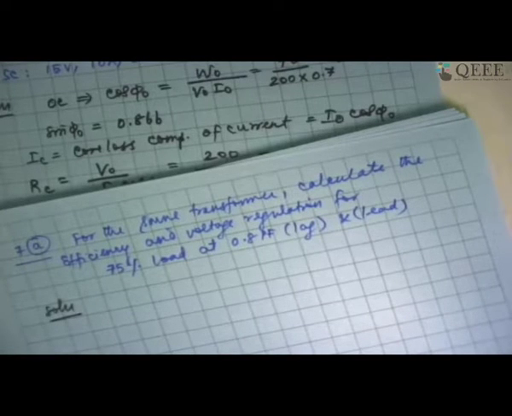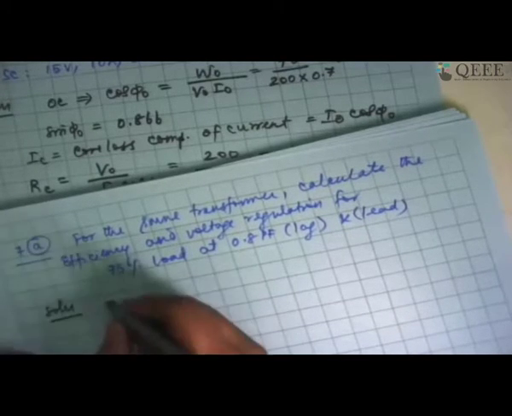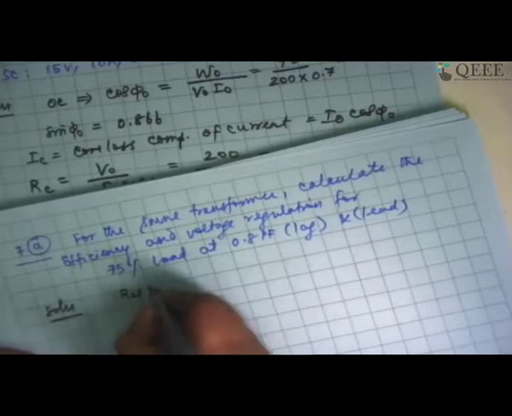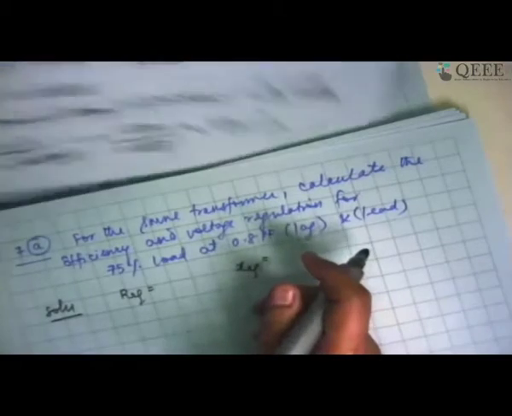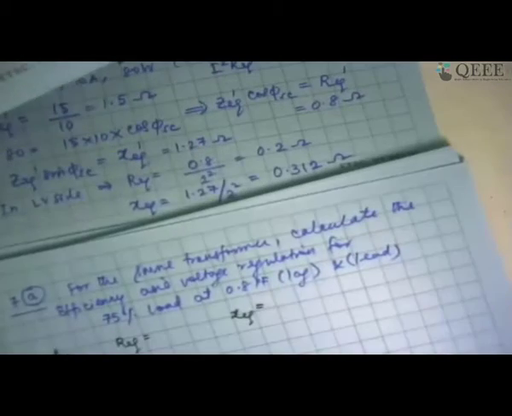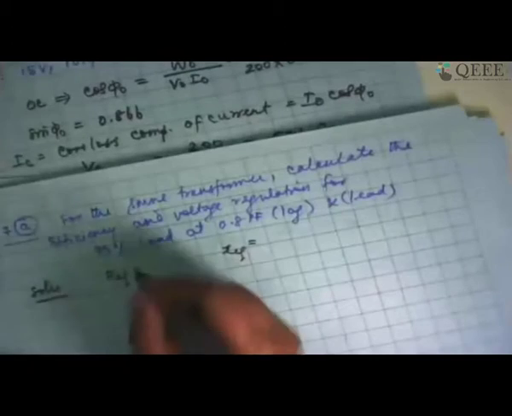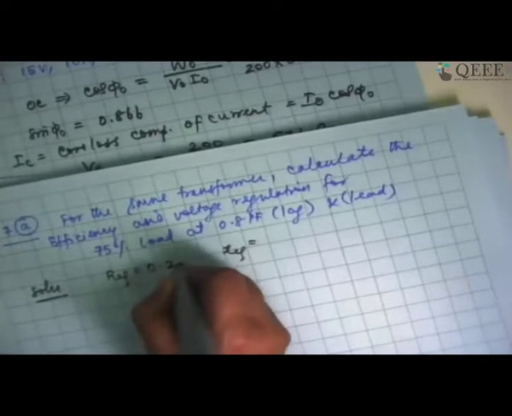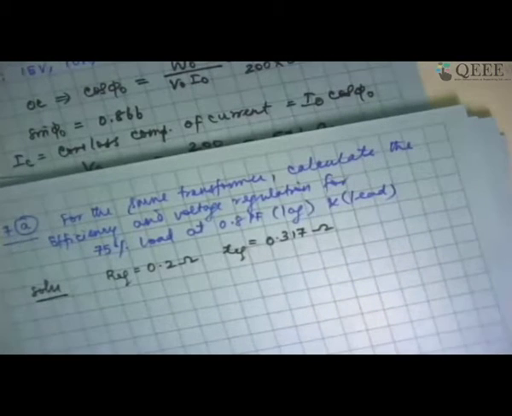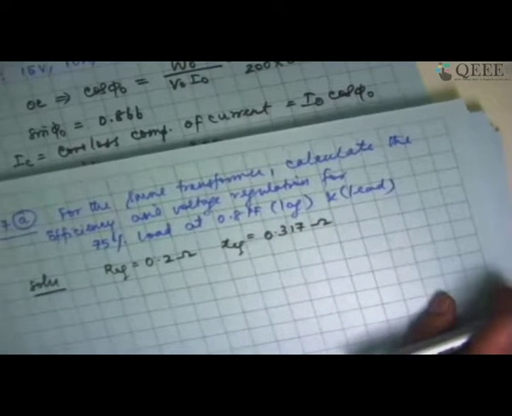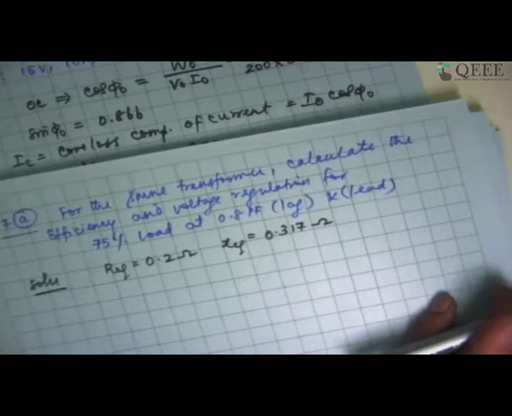Okay, now we have got already R equivalent and X equivalent. I think we got that as 0.2 and 0.317 or something. 0.2 and 0.317 ohm or something like that. This is what we have got. It doesn't matter whether it is 312 or 317. I'm essentially trying to demonstrate a concept. So it doesn't matter if the calculations are somewhat, you know, here and there.